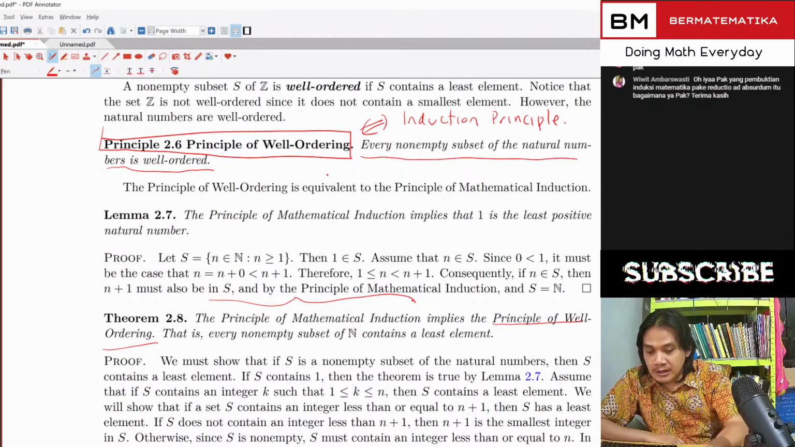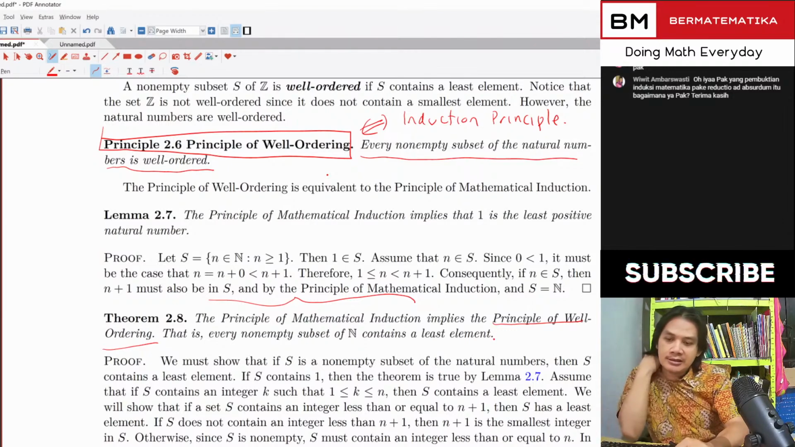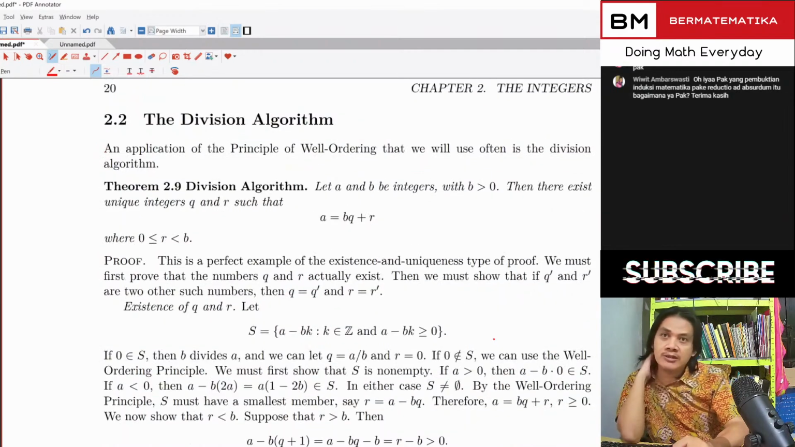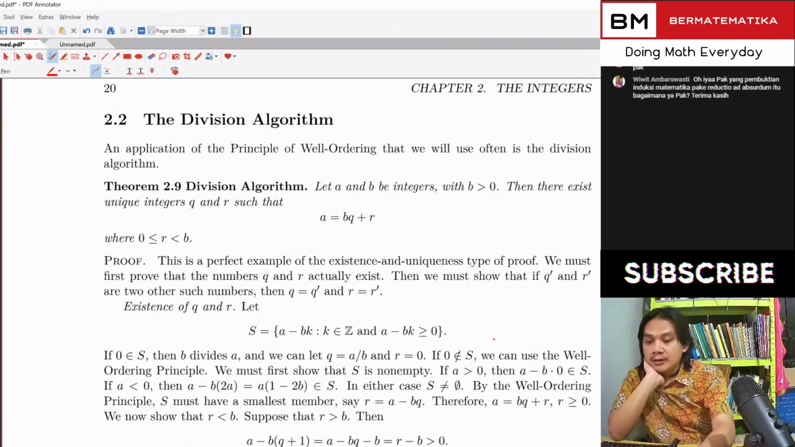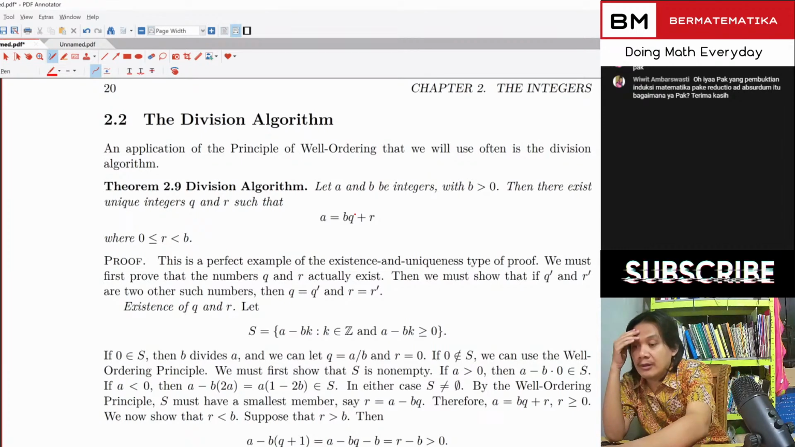Okay, so what's next here? Okay, so this is about the division algorithm, which was asked by Wiwit Ambarswati. Okay, so this one, right? So I think I will give a slightly different proof.